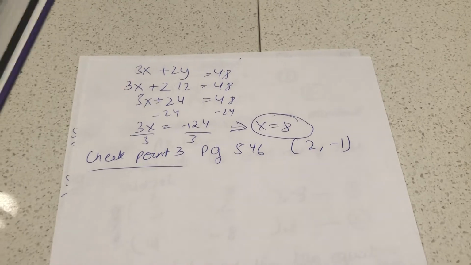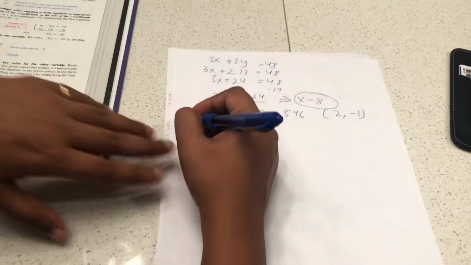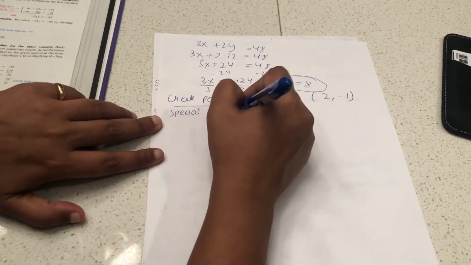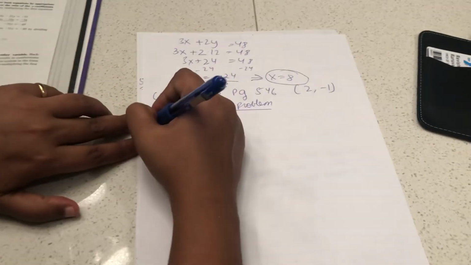Okay, let's do one more example. We have 2 more problems, that's it. These are a special kind of problems. You'll see why I'm saying these are special kind of problems. Okay, let's see an example.